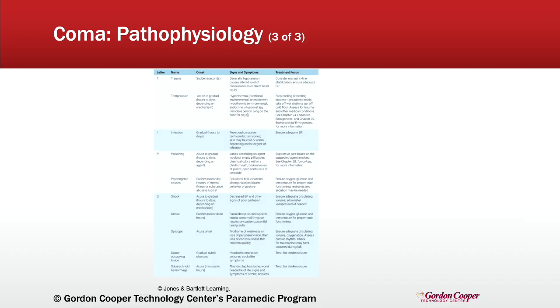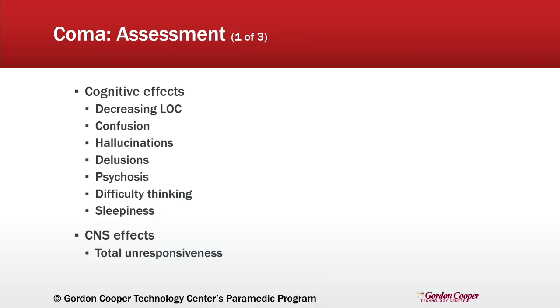And then TIPS is for trauma, temperature, infection, poisoning, psychogenic shock, stroke, syncope, space-occupying lesions such as tumors and abscesses, and perhaps even a subarachnoid hemorrhage. This kind of gives us some causes. It's very similar to the H's and T's in cardiac patients. It gives us a way to look for what might be the cause of this altered mental status, and that way we can begin a more focused look at what's going on.